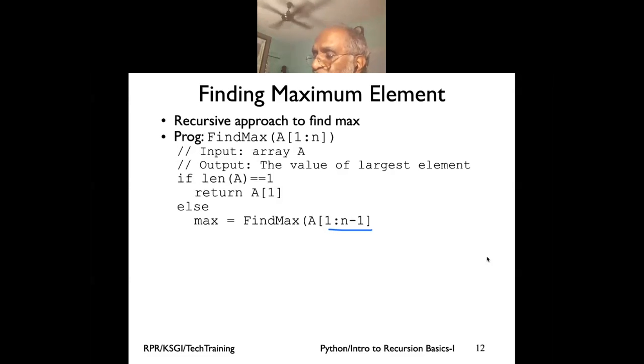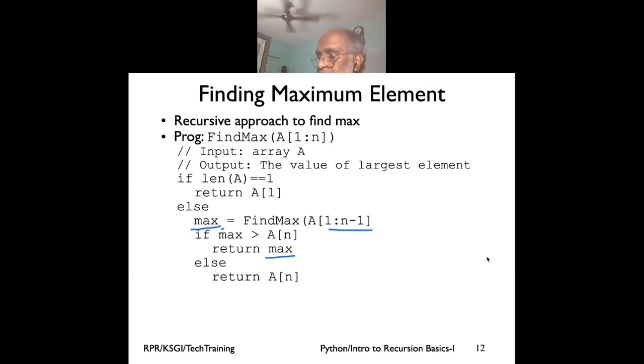Find the maximum of first n minus 1 elements, whatever that max is, and compare this max with the nth element. So if max is greater than nth element, return max, else return an. So essentially what I'm doing, my given problem of size n, I reduce to size of n minus 1. And once I get the answer, using this answer, I'm finding my max.